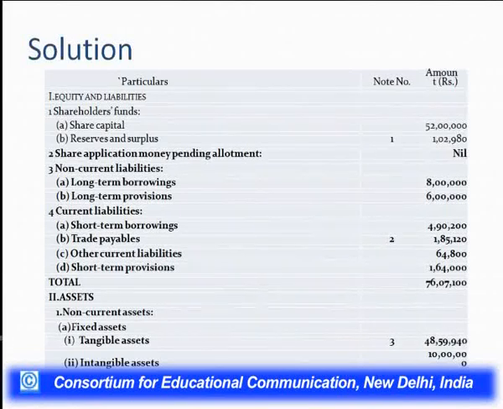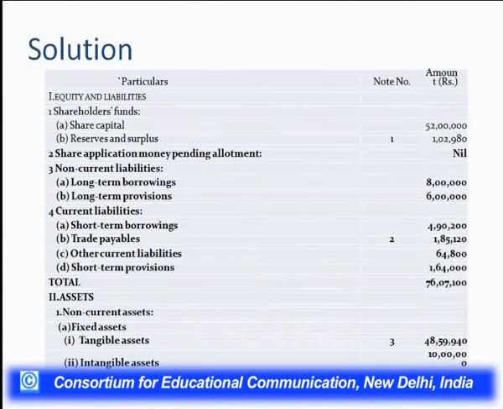So, in the solution, as I said, we need to have 3 columns: particulars, note column and amount column. So, we will follow the same order which we discussed in the format when we discussed the vertical presentation format. All the 4 heads are there: equity and liability section, that is the first section, right. So, shareholders fund is there, share application money pending is there, non-current liabilities and current liabilities. So, the 4 parts under the equity and liability section, and then under the assets 2 parts, non-current assets and current assets would be there.